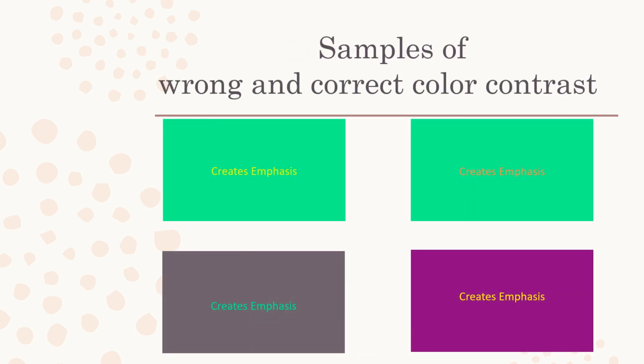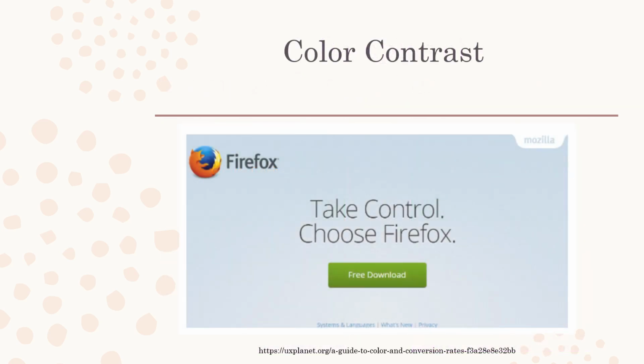Here you can see some examples of wrong and correct complementary colors. It's very important that you use colors that have enough contrast with each other. As you can see in this example, your eyes are drawn straight away to the green button because it's contrasting strongly with the background color.